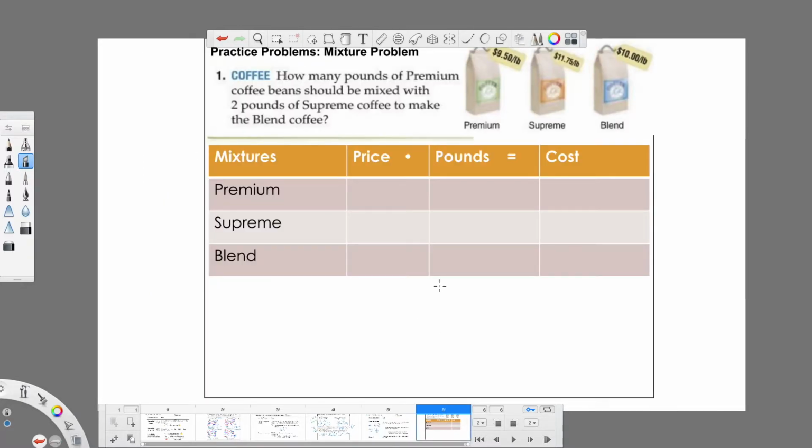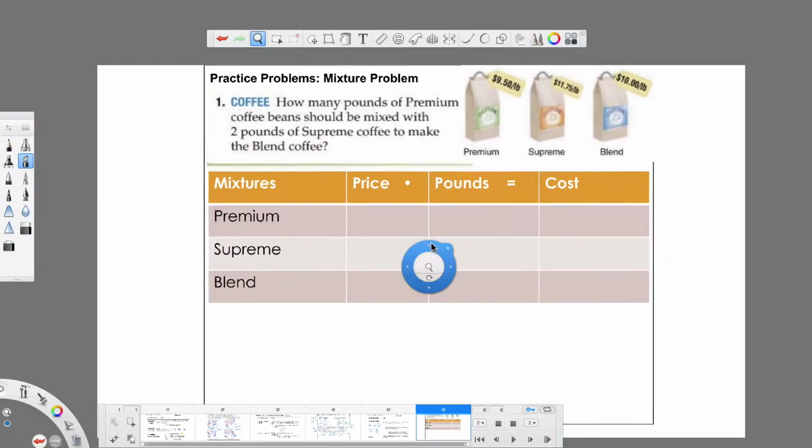We have this mixture problem, and I like to set up a little table like this. You don't have to have the color coding or anything, and sometimes we just have mixture 1, mixture 2 instead of these actual names, but that's okay. So in this mixture problem, we have coffee. How many pounds of premium coffee beans should be mixed with 2 pounds of supreme coffee to make the blend coffee? So this would be mixture 1, this would be mixture 2, and this is the total. This is the end result. We're mixing premium and supreme to get the blend.